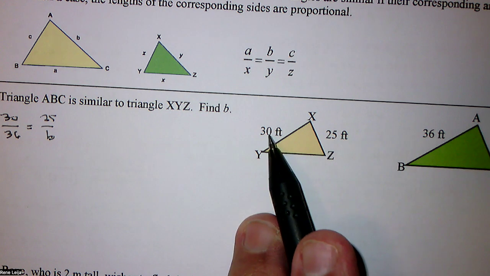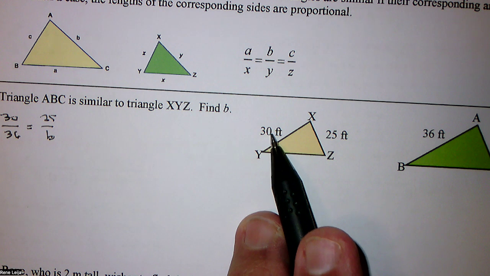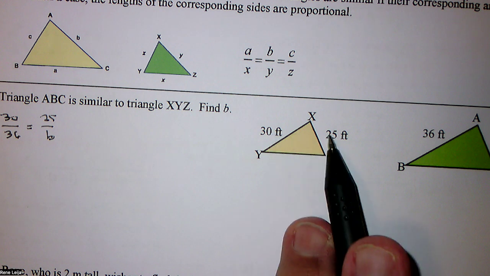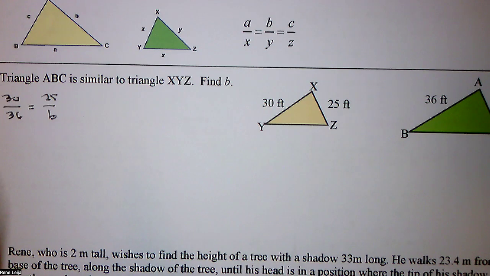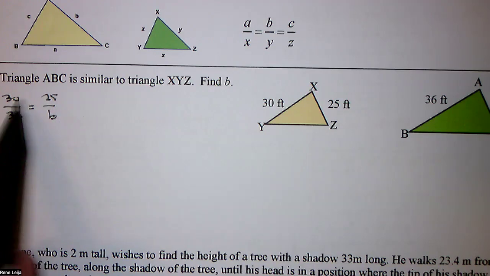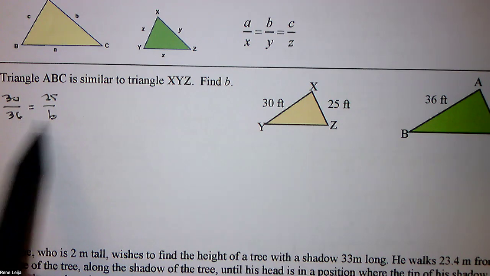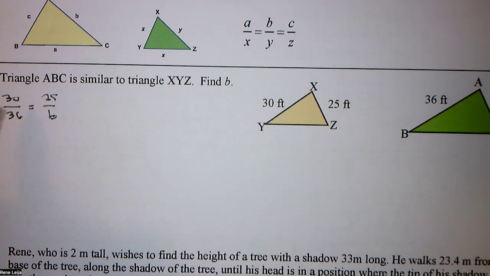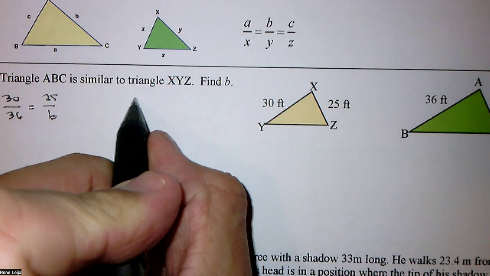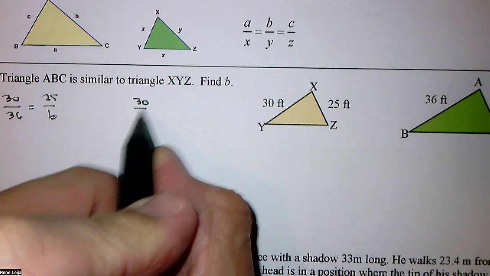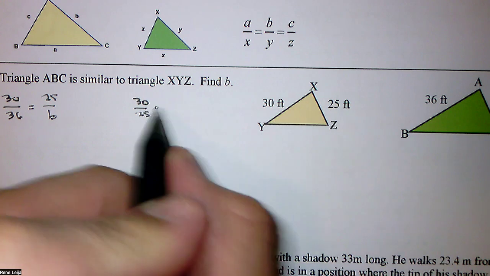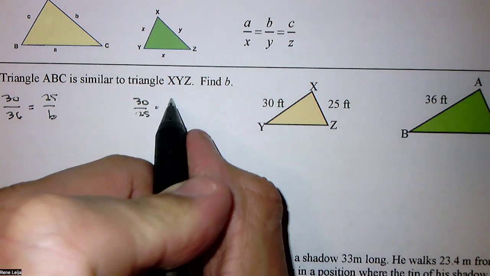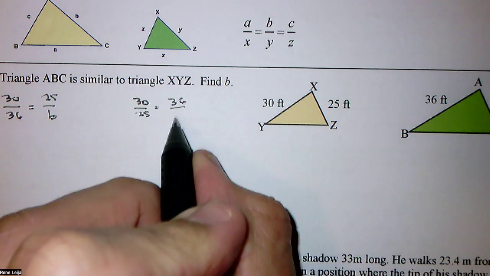Now, notice that I did not say 30 over 36 equals B over 25. If you start with this side first, then whatever you set it equal to, make sure that you stick with the same triangle. The numbers on the top belong to the same triangle. The numbers on the bottom belong to the same triangle. You could have said 30 over 25, this side over this side. I'm going to work this out both ways. Then do the same thing over here: 36 over B.